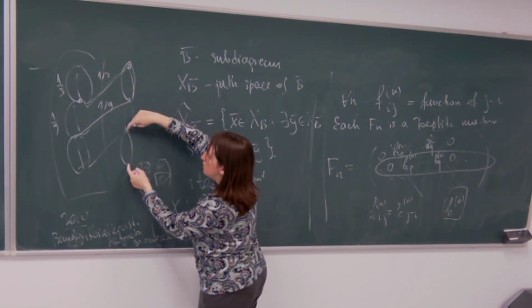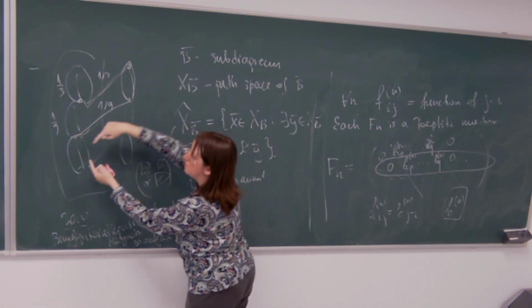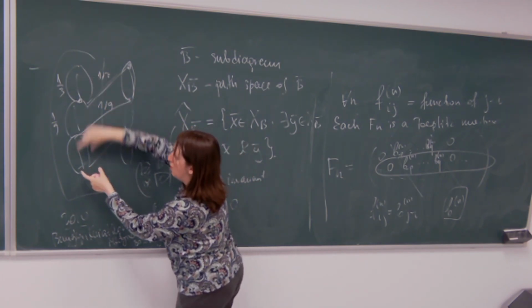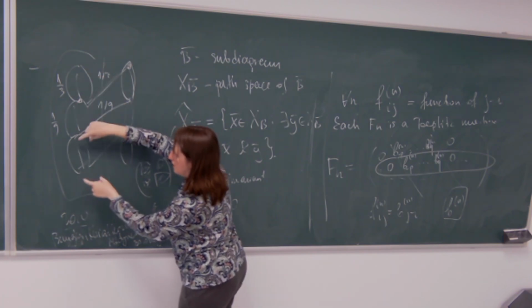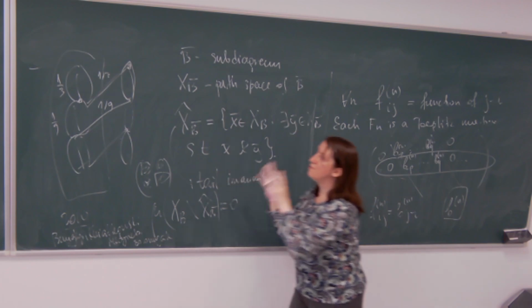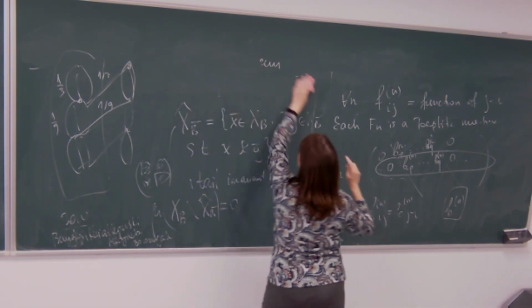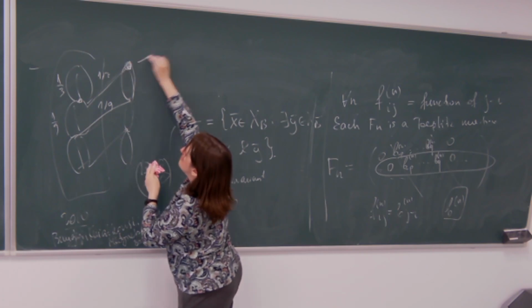So if the Perron eigenvalue of this matrix is strictly smaller than the Perron eigenvalue of the matrix which corresponds to this subdiagram, then we have a finite measure extension. Otherwise, if it's greater or equal, we have an infinite measure extension. So for instance, here we can compute the measure of this cylinder set.